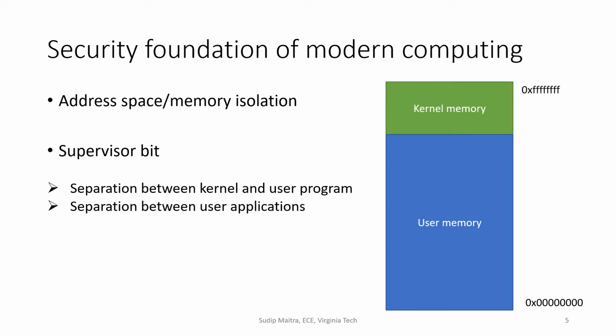The security foundation of any modern computer relies on address space isolation. A supervisor bit determines if a process can access a particular memory location, thereby isolating user processes from the kernel. This is the principle by which you can run multiple processes on the same hardware without losing privacy. One key note here is that the way modern processors work is that each process maps the entire kernel memory onto its virtual address space for performance reasons.